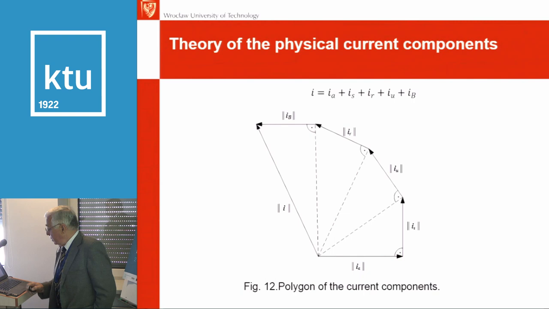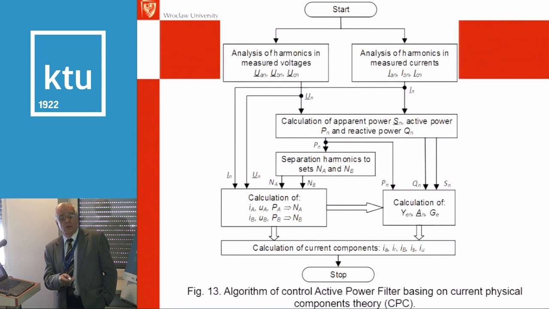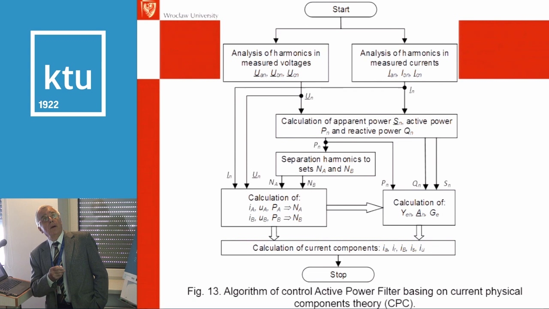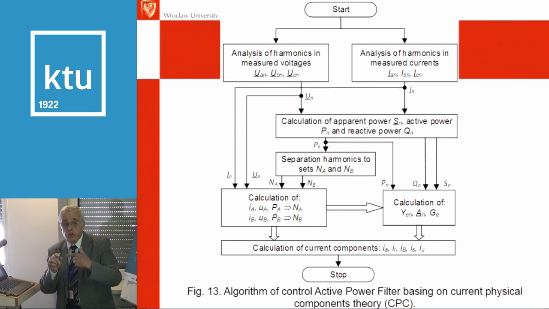And basing on this theory, we developed an algorithm for controlling the active power filter, based on the current physical components. You see that we analyze harmonics and currents, calculate the apparent power, the real power and reactive power, then separate harmonics into two sets: one is subset NA and another is subset NB. That all depends on the sign of that. Then, as a matter of fact, we can calculate this value, and we can generate and inject such a value into the system to compensate these components.